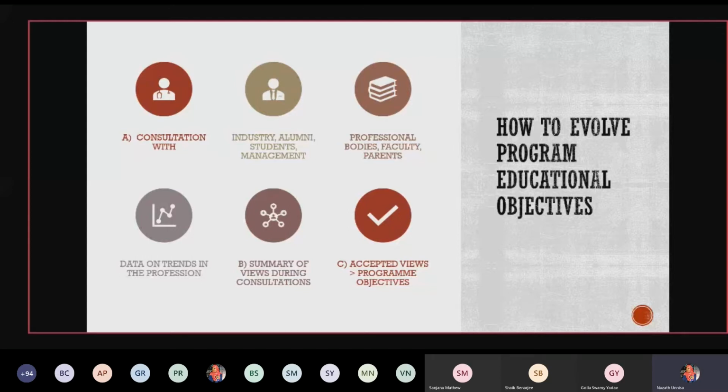And after all these consultations with all the stakeholders and analyzing the data pertaining to the profession, we have to summarize all these discussions. After summarizing, the accepted views will be reflecting our PEOs. So it is a continuous process. It is not a one-way or one-time process. For improvement of a particular institution, this cycle continues.